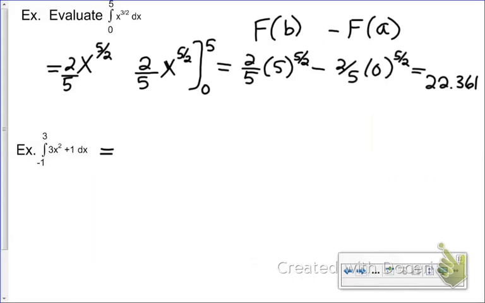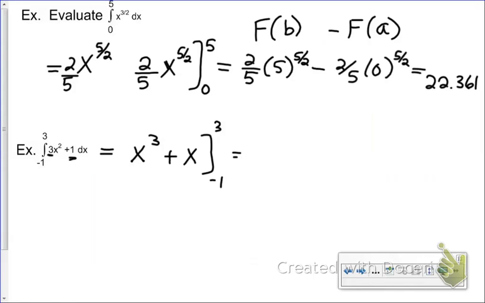Antiderivative. What's my power? Let's do it in pieces. What's this part? What's the power? X cubed. Now notice I need a 3 in front. So do I need to put a number in front over here? No, because if you take its derivative, it's 3x squared. That's it. Plus, what's the antiderivative of 1? X. All right, we're done with the antiderivative work. Now let's evaluate it from -1 to 3.